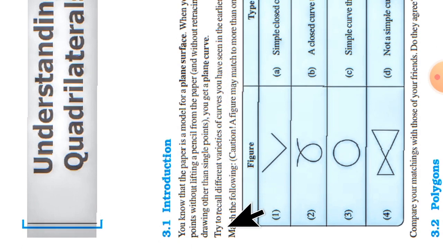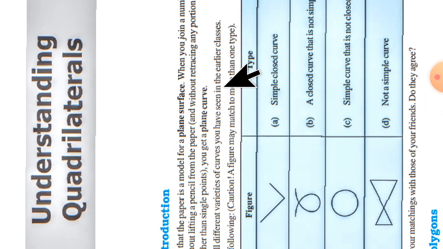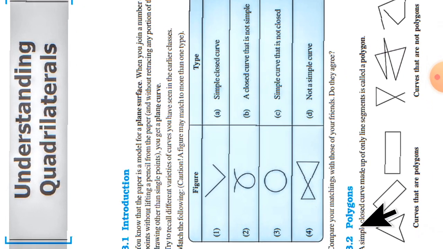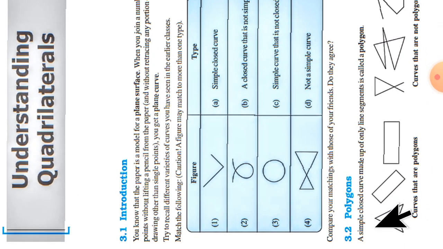And try to recall different varieties of curves you have seen in the earlier classes. So, try to make the following curves. Now, let us understand about polygons. A simple closed curve made up of only line segments is called a polygon. So here the figure is given of polygon, curves that are polygons.